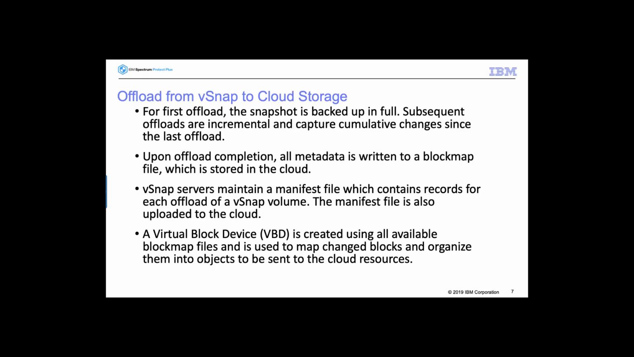Okay, so here's the big picture of the offload process. First of all, for the first offload, a snapshot is going to be backed up in full. And as I mentioned a little earlier, subsequent offloads are going to be incremental and only capture the cumulative changes since the last offload. Now, when an offload is completed, metadata is going to be written to a block map file, which is going to be stored in the cloud. And we're also going to maintain this manifest file, which contains the records for each offloaded vSnap volume. And that, for safety's sake, is also going to be offloaded in the cloud so that you have it in the event of disaster recovery or you lose your vSnap server.